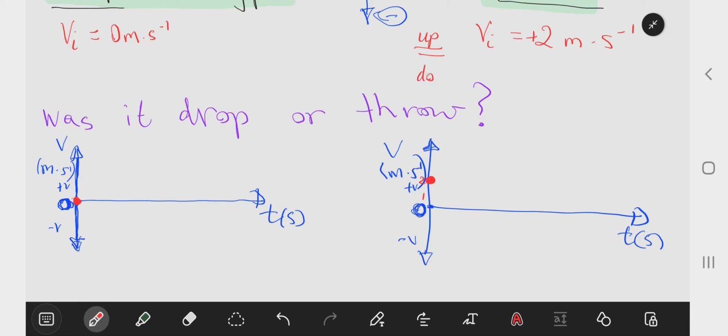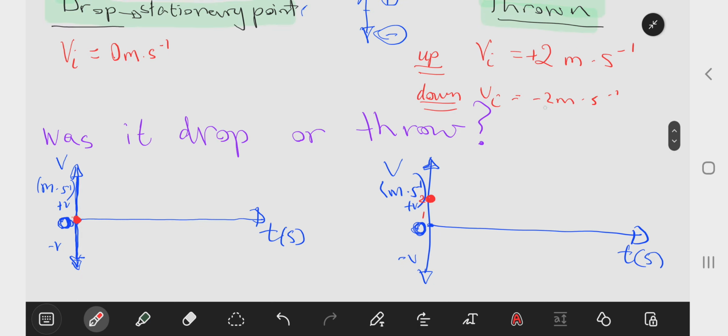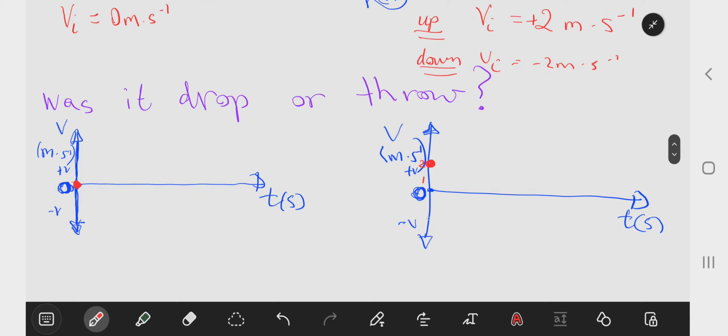And it was thrown downwards, for example, then it means your initial velocity is equal to negative 2 meters per second, right? Because we chose upward as positive and downwards as negative. So if your initial velocity is equal to negative 2, that point would be somewhere here, as negative 2, that is negative 1. So you can still see that this point is not on the origin, because if it's on the origin, then it becomes a drop. So it's either a throw or a drop, right? But if it's a throw, it does not start at 0. So those are the two differences that you have to bear in mind when you answer this type of question or when you explain this type of question.